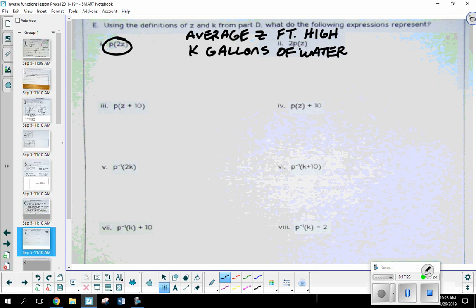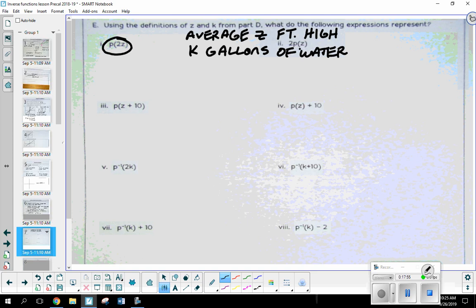So what I want you to do is try these other ones. Then we have 2 of PZ all the way down to P inverse of K minus 2. So I'm going to go ahead and give you 4 minutes, and I suggest that you get maybe 2 or 3 of these done, and then lean over to your buddy and see if they're getting roughly the same translation, the same expression.